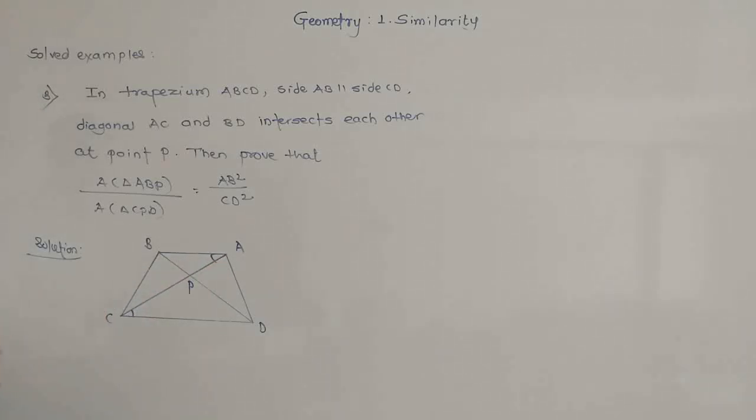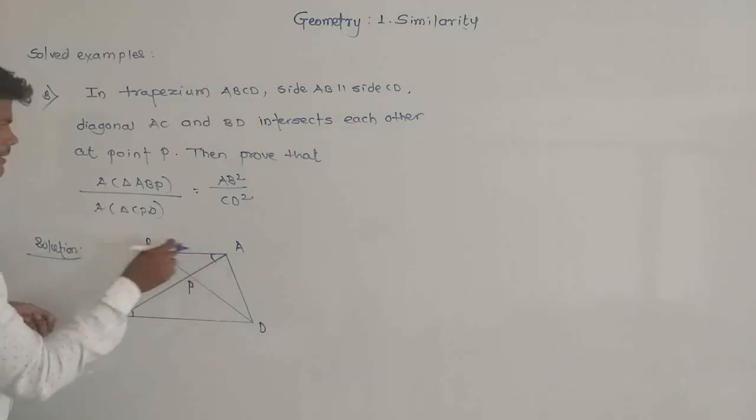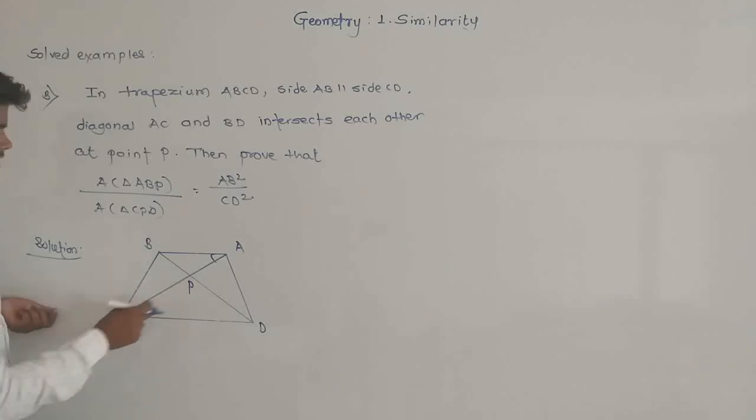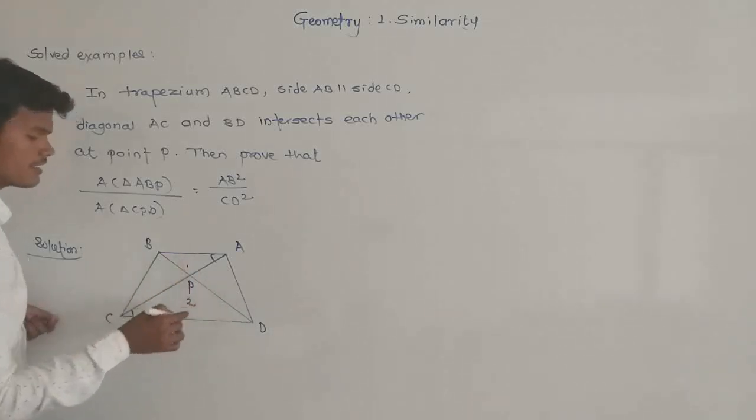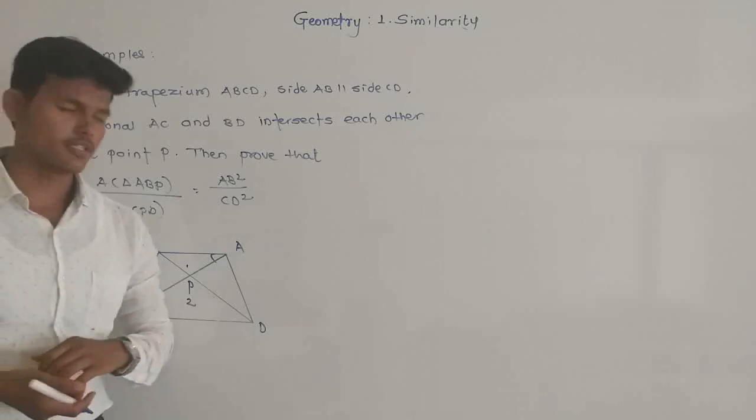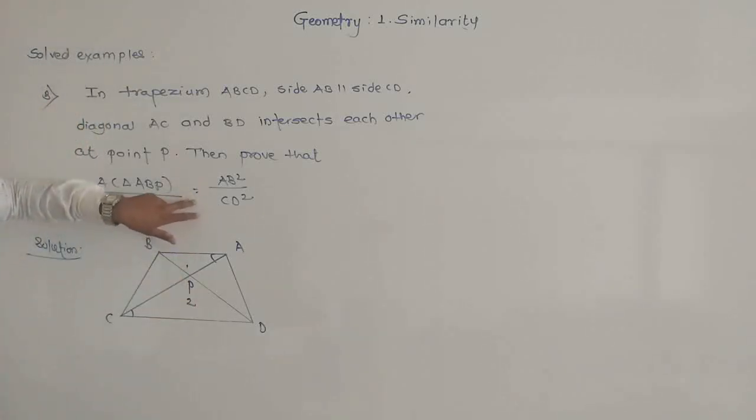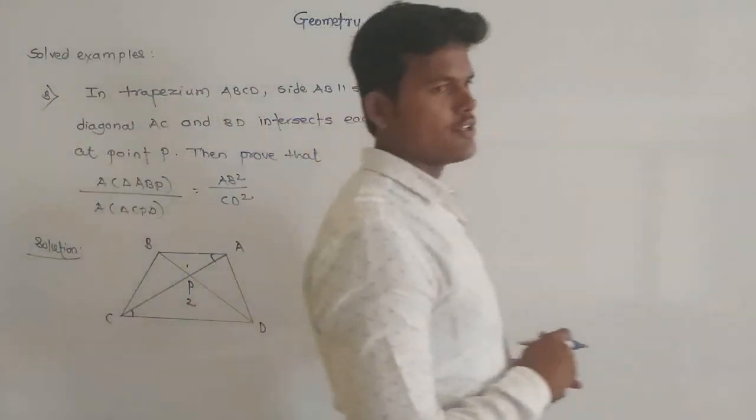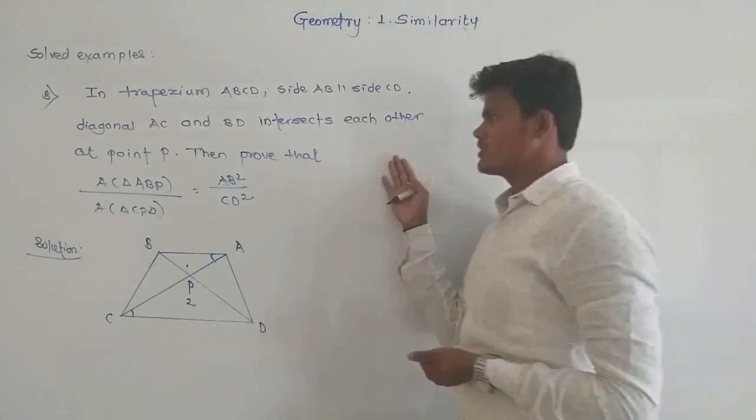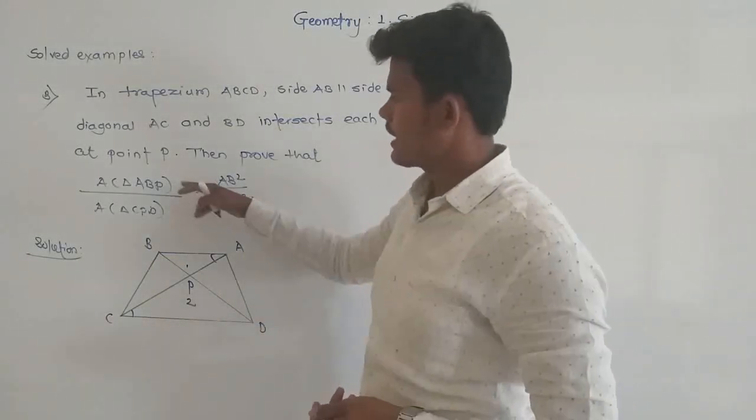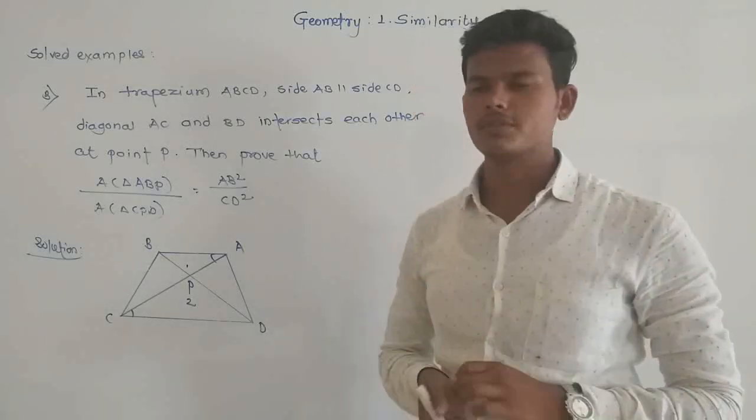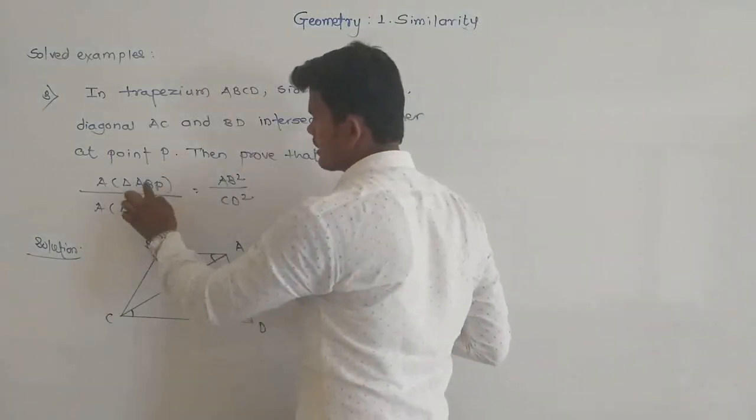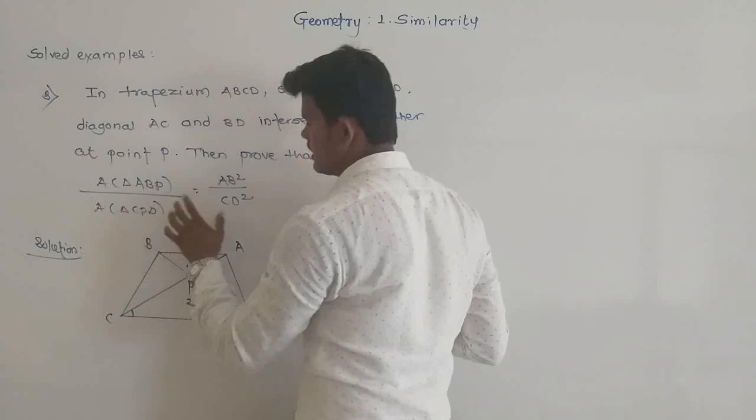Okay, so here we have to prove the ratio of areas of two triangles, that is area of triangle ABP to area of triangle CPD. We have to take the ratio of areas of two triangles, but this ratio is nothing but the ratio of squares of their corresponding sides, and we get the ratio of squares of corresponding sides if two triangles are similar. So here in the question, nothing is given that triangle ABP is similar to triangle CPD.